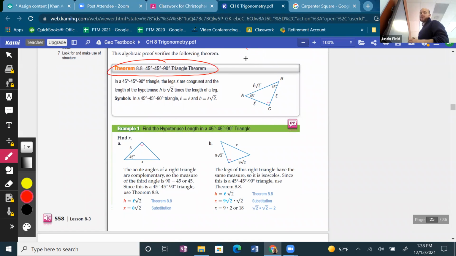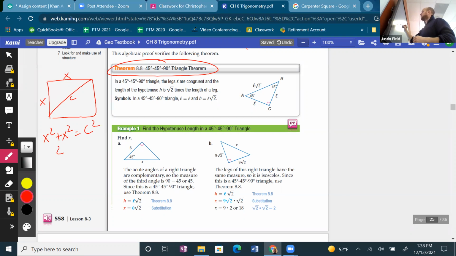The 45, 45, 90. Okay? You cut a square in half. You know, the square has all sides the same. You cut it in half and then use the Pythagorean theorem. You get x squared plus x squared equals, we'll call that c squared. And then that would be 2x squared equals c squared. Then we square root both sides and we end up with the square root of 2, and then x squared square rooted is just x. And that's where that square root of 2 comes from. So it's something you can memorize, but it has a reason.